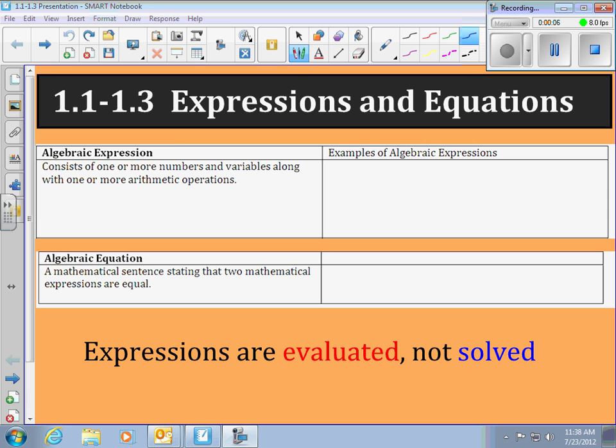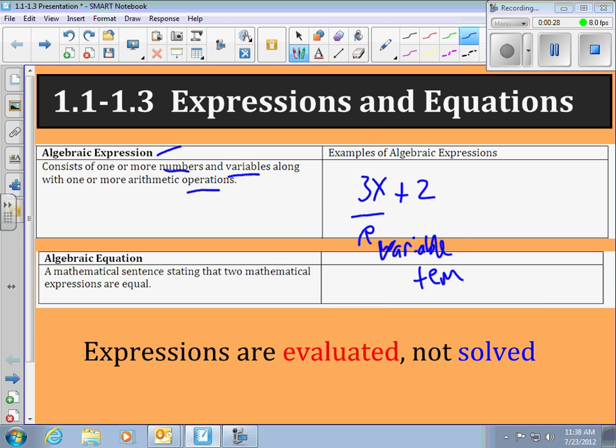First thing we're going to talk about here is an algebraic expression, which basically consists of variables, numbers, and operations. A good example would be something like 3x plus 2. Here's what we call my variable term, and this is what we call a constant. This is a variable term because it contains an x, and this is a constant just because it's a number, constant number 2.